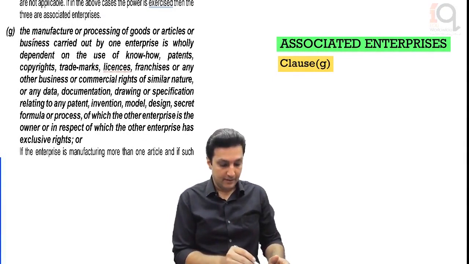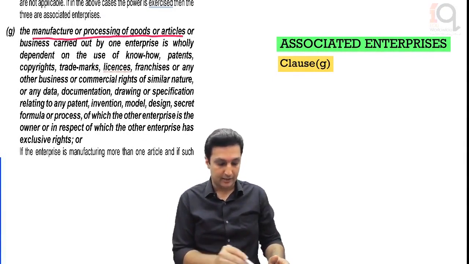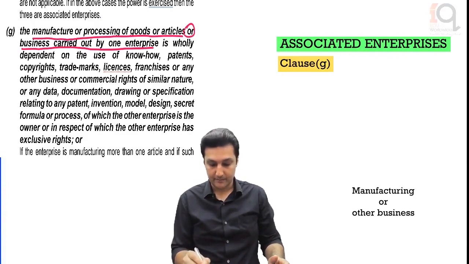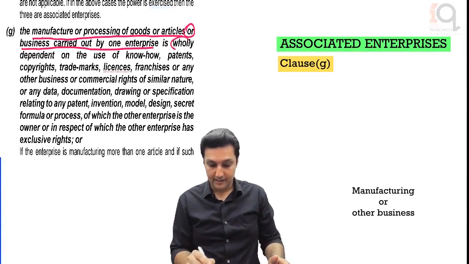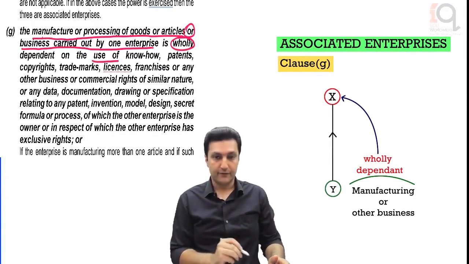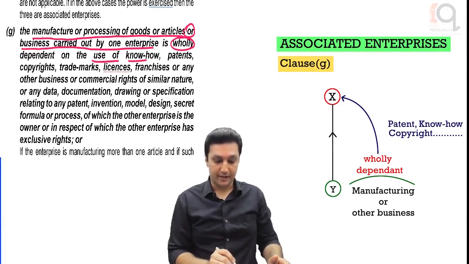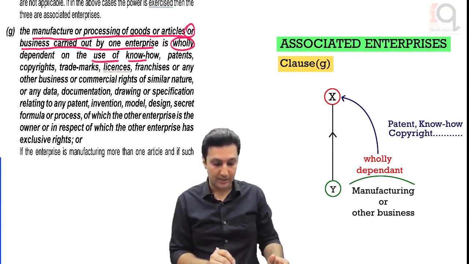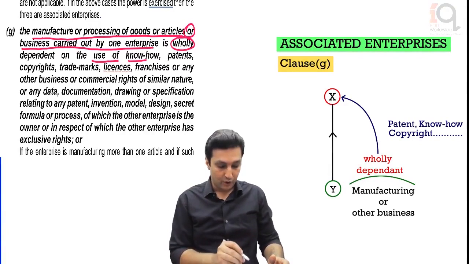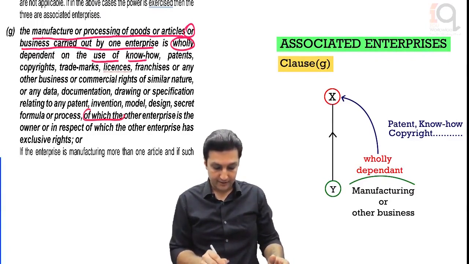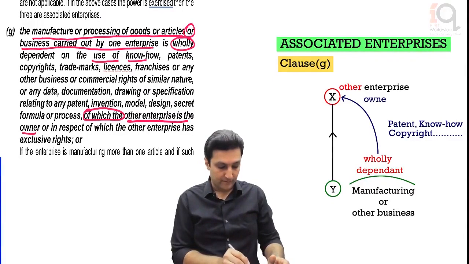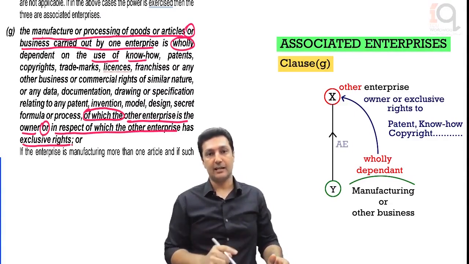He says the manufacturing or processing of goods or articles, or business, carried out by one enterprise, not just manufacturing, or business carried out by one enterprise, is wholly dependent on the use of know-how, patents, copyrights, trademarks, licenses, franchise, or other business or commercial rights of similar nature, or data, communication, drawing, specification relating to any patent, invention, model, design, secret formula, process of which the other enterprise is the owner, or in respect of which the other enterprise has exclusive rights, then they are associated enterprises.